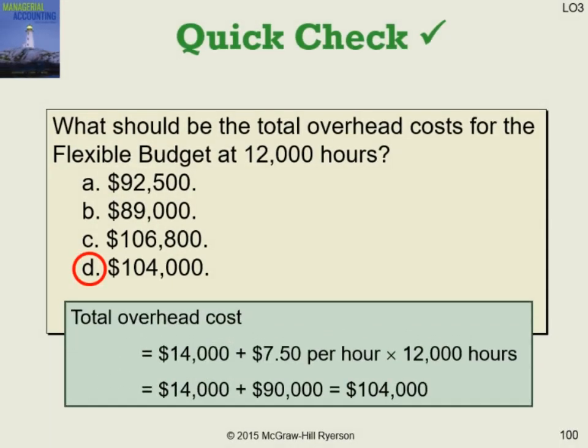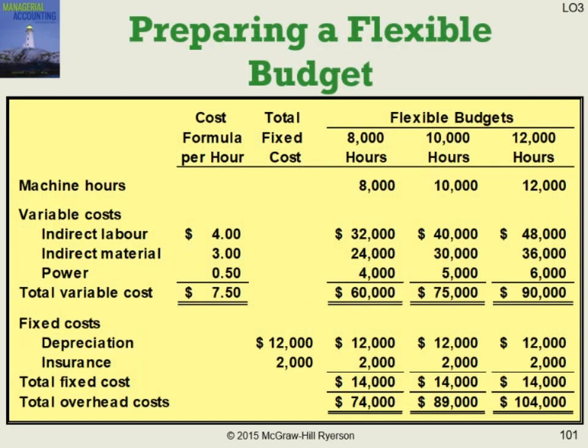Works out to $104,000, which is probably what you got when you did the calculation yourself. So congratulations on getting the correct answer, if indeed you did. The total overhead cost would be $14,000 plus $7.50 per hour times 12,000 hours for a total of $104,000. Looks just like that.